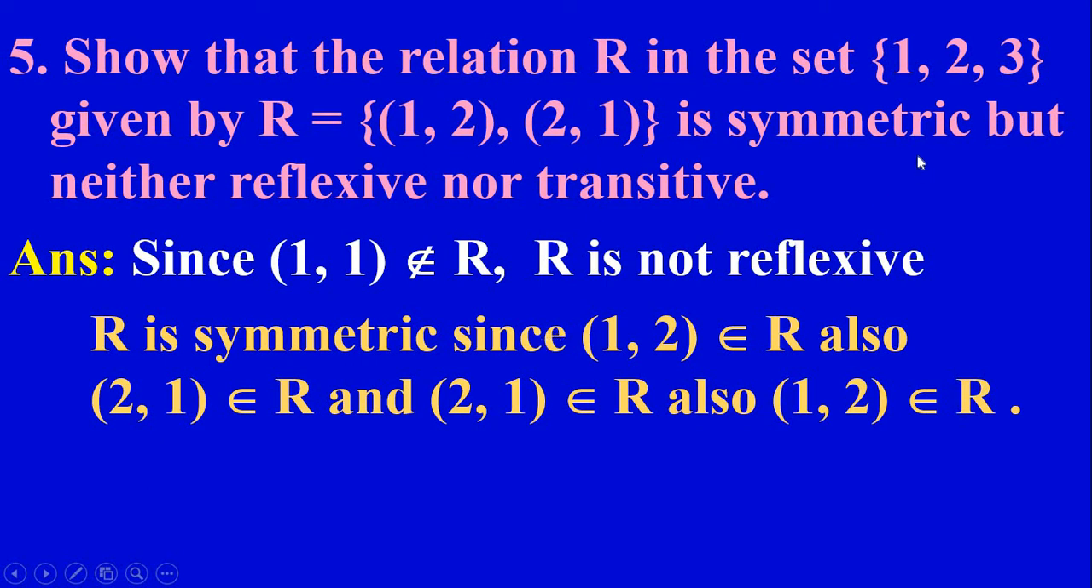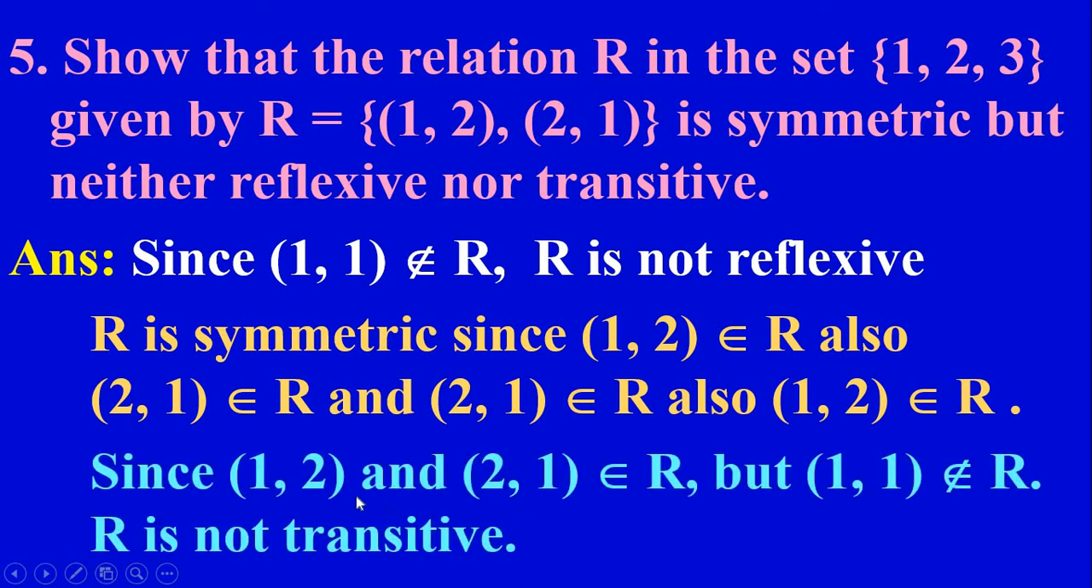So next we check transitive. Here we have (1,2), (2,1). 2 is common, but (1,1) is not there in this relation. So therefore it is not transitive. We have (1,2) and (2,1), but (1,1) does not belong to R.